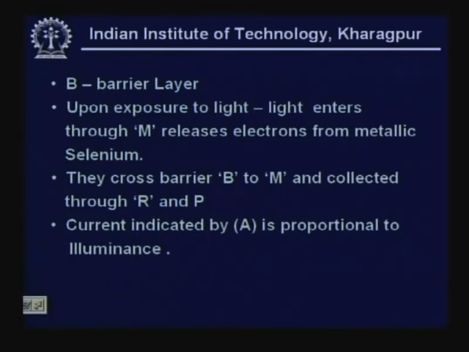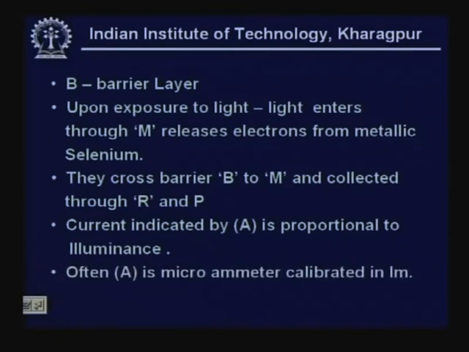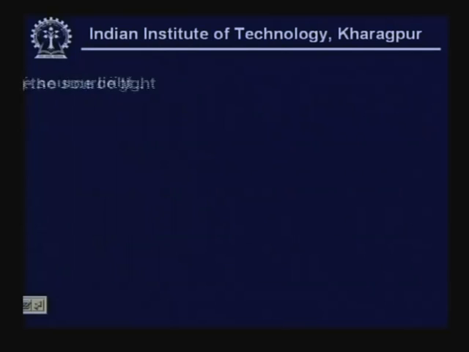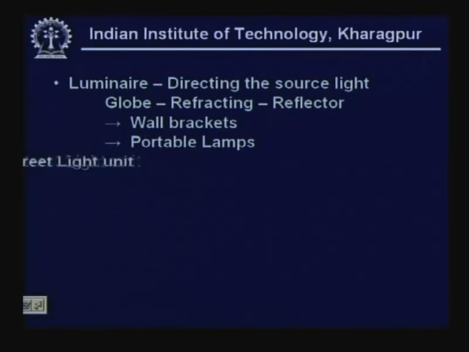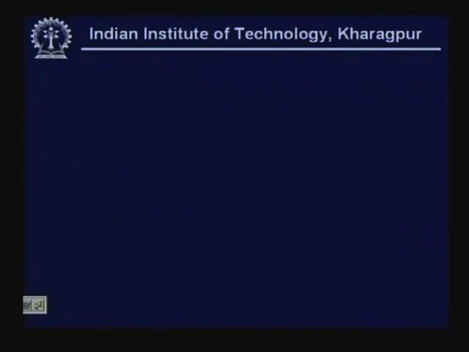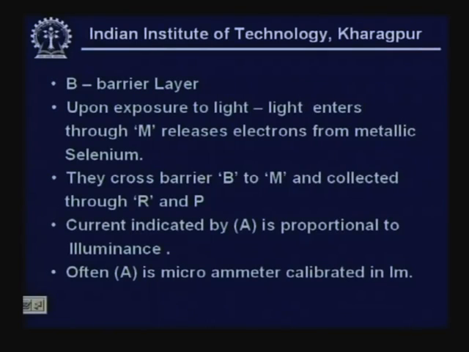Now, once the current is allowed to flow, this current is indicated in the ammeter, which could be a microammeter, and this is calibrated in lumens or lux. So, that is the principle behind the photoelectric cell.